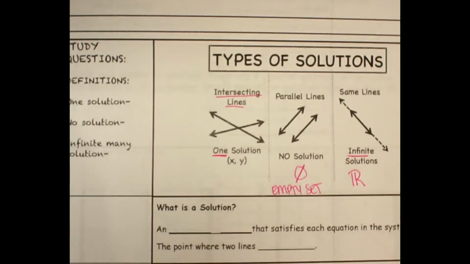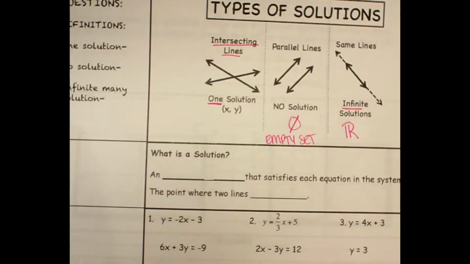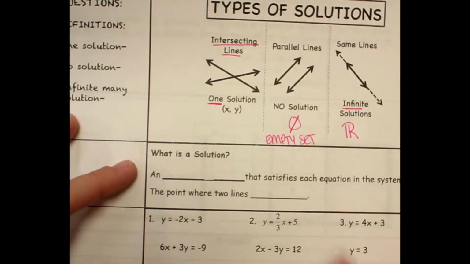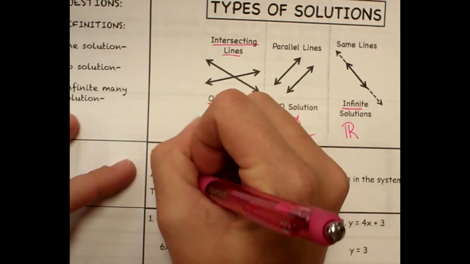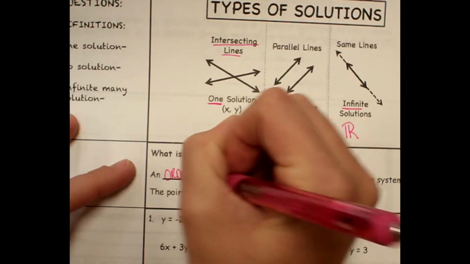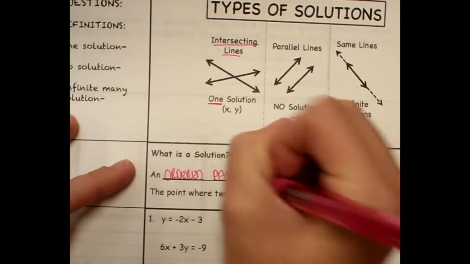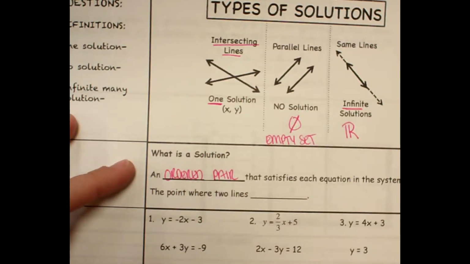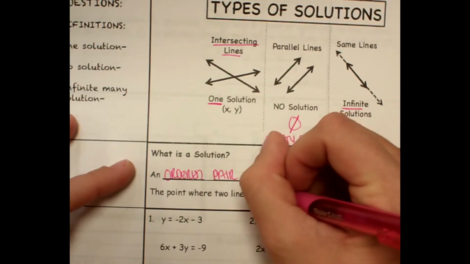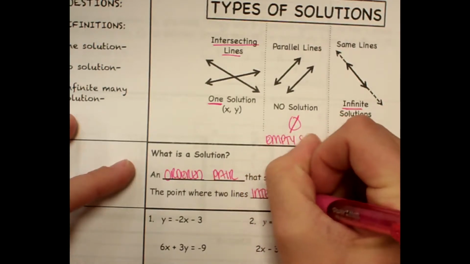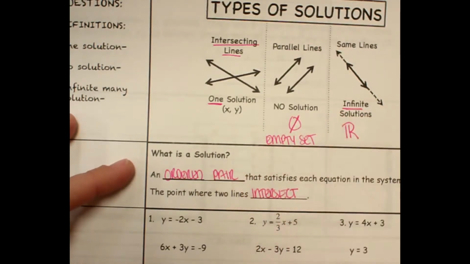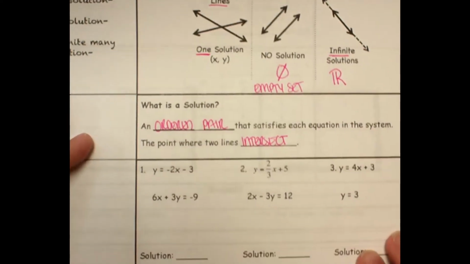So what is a solution? Well, go back to your intersecting lines. It's one solution or an ordered pair, okay, that satisfies each equation of the system. The point where the two lines intersect, okay? So let's look at our three examples at the bottom.